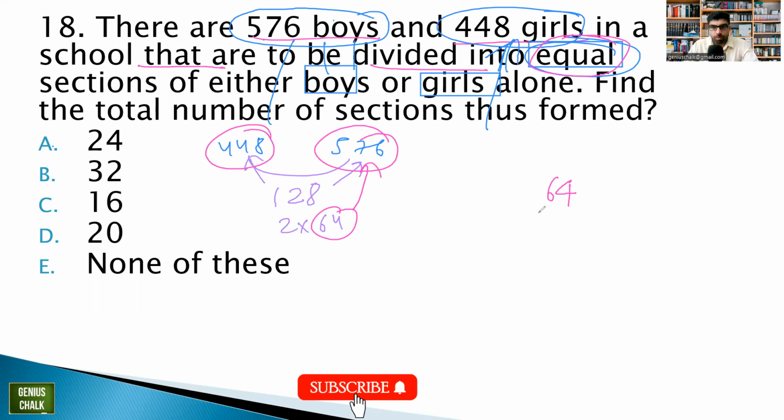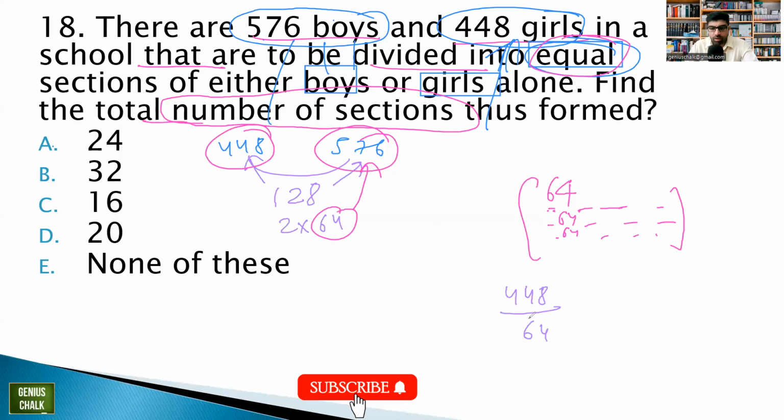That means 64 people, either you keep boys, like in one section, 64 people should be there, maybe boys or maybe girls. But now the next question is, how many sections can you form? So again, the same type. If there are total 448 girls, and in one row there are 64 girls, how many rows can we make? Divide. Or 576 also, if I want to find the number of rows, in one row 64 boys are there, total this many boys, so we can divide it.